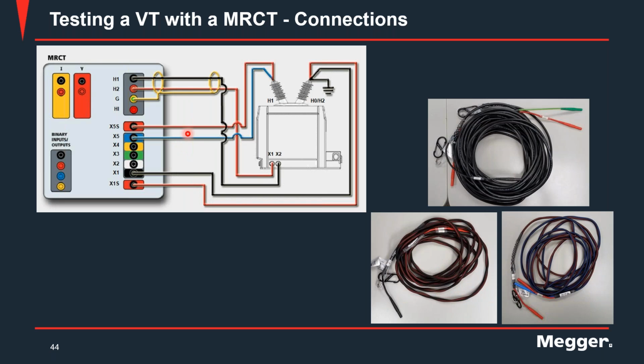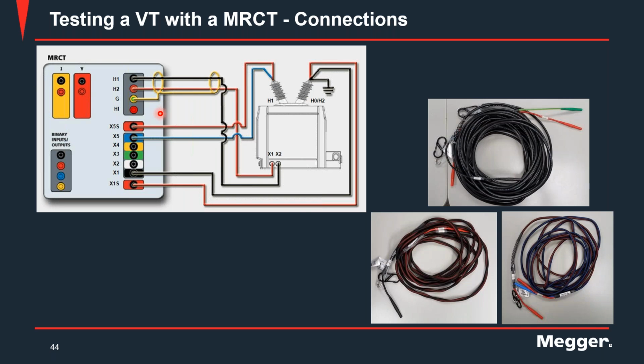What you will see in the diagram is the primary lead goes from H1, H2 on the MRCT to X1, X2 on the PT, so on the secondary winding of the PT. And if you look at the polarity, you will see that it's different when you're testing a VT. So the black lead goes from H1 on the MRCT to X2 on the PT. The red lead goes from H2 to X1. Make sure that the connections are done exactly as shown in the connection diagram. And then you have these primary leads.